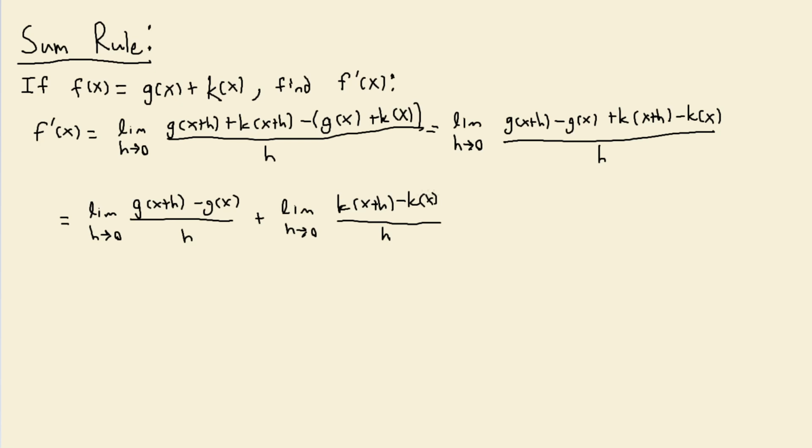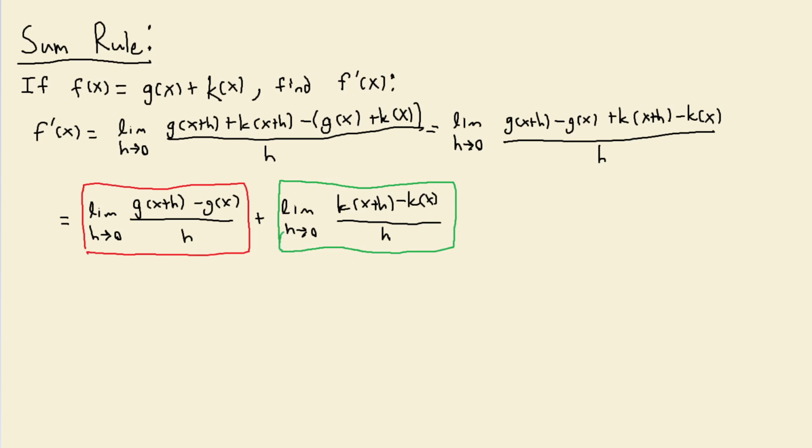And what is this? What does this look like? Well, this is just the formal definition of the derivative, but for g of x. And this is just the formal definition of the derivative for k of x. And so what does this equal? Well, this tells us that f prime of x, the derivative of f of x, is just going to equal the derivative of g of x, or g prime of x, plus the derivative of k of x, or k prime of x.